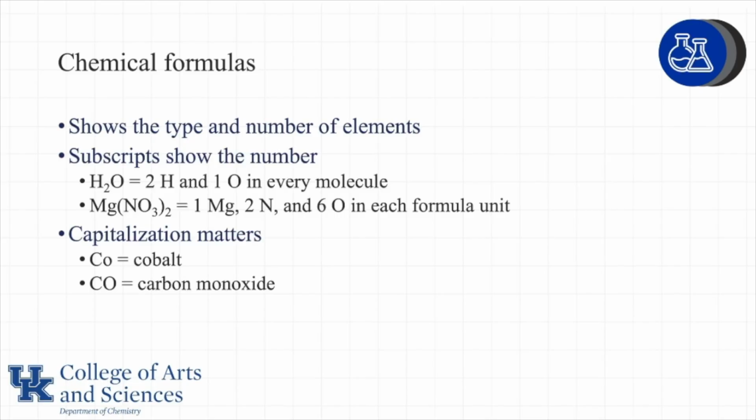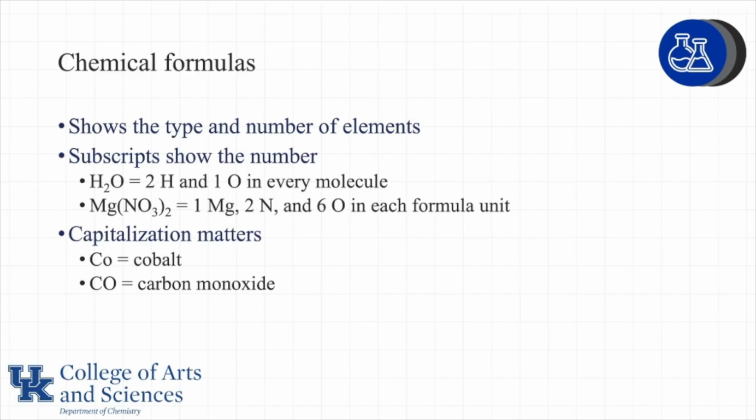Chemical formulas use those chemical symbols to show us how those atoms are combined to form compounds. So it shows us both the type and the number of those elements. For example, if I looked at H2O, that tells me that in every molecule of H2O, I have 2 hydrogen atoms and 1 oxygen atom.